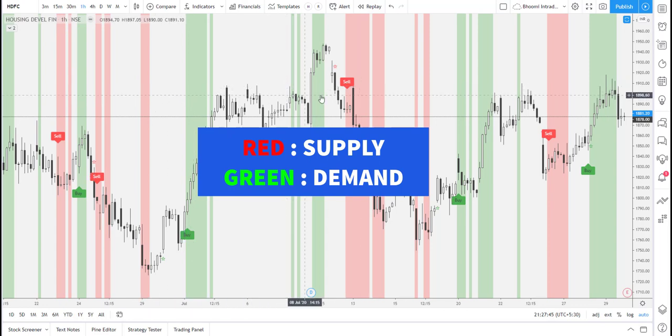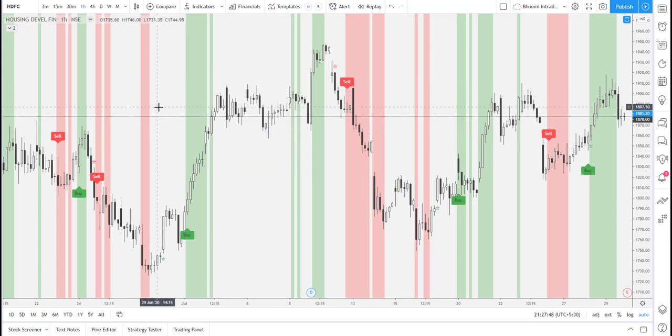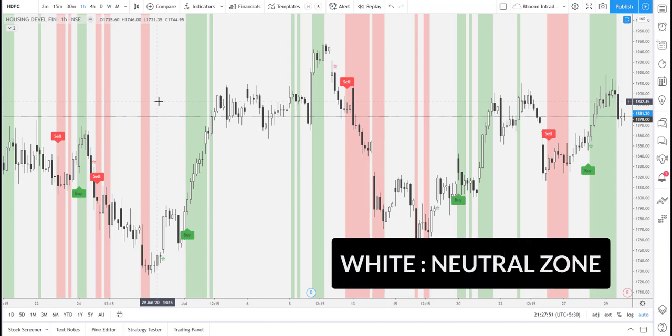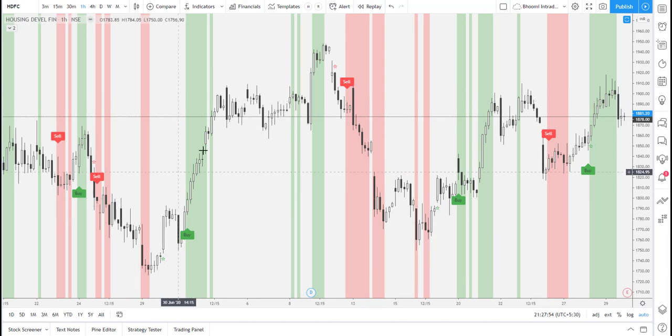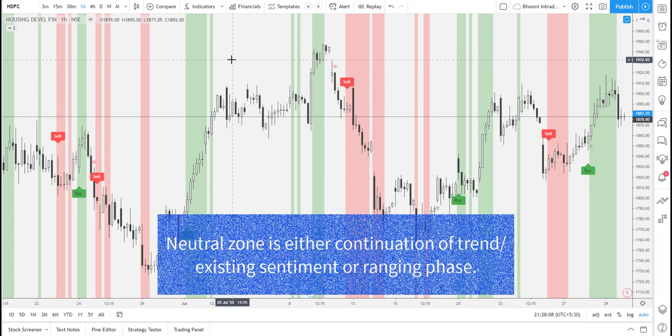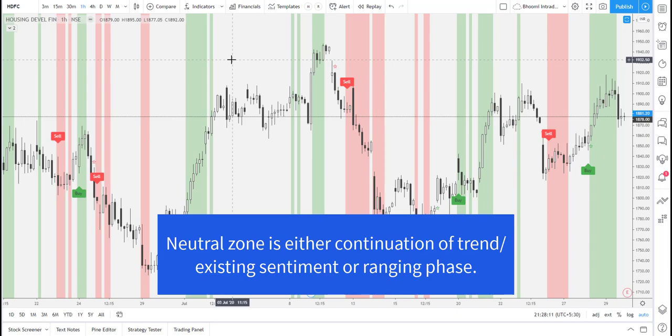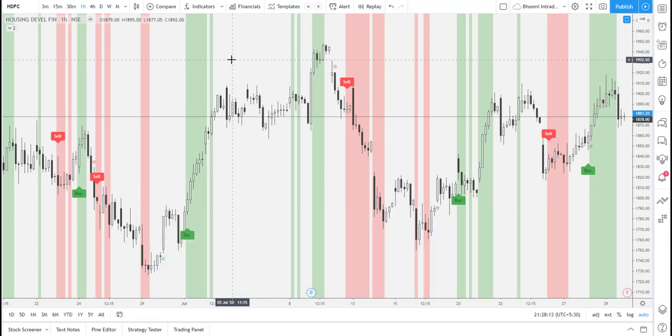Now the gap you are seeing in between these zones, which is white in color, is the neutral zone. This is the area where either an existing trend is continuing, or there is choppiness in the market, which we call a ranging phase. We never ever enter a trade in this zone. This neutral area works as a trap area where institutions try to trap retail investors. So there are high chances of hitting your SL in these zones. Hence avoid, because trading is not just to trade and make profits but also to save your equity in order to grow it.